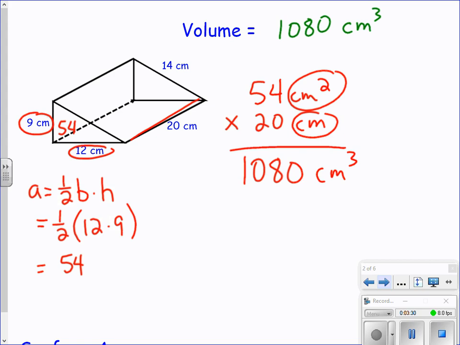The biggest mistake that you will make when you're doing questions like this is you, again, forget to take half of 12 times 9. Don't just take 12 times 9, because 108 is the area of a rectangle and not half of it, which is the triangle. All right, that's a triangle.